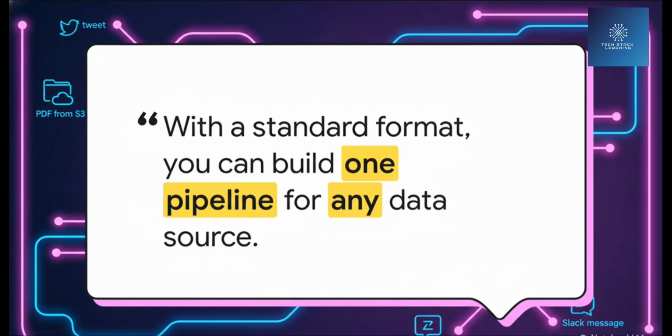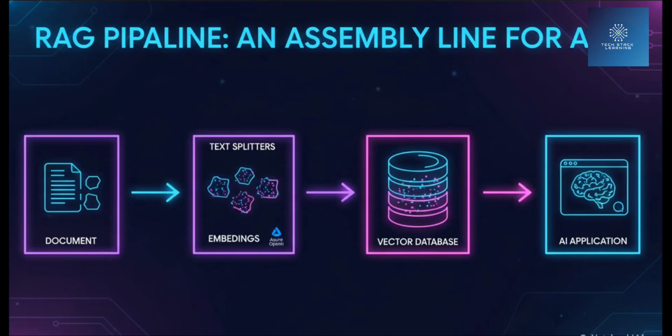It's a game changer. And once your data is in this clean document format, the entire world of Retrieval-Augmented Generation just opens up to you. You can now pass these objects to text splitters to chop them into smaller pieces, send them to an embedding model to turn them into numerical vectors, and then store those vectors in a database to power your final AI app. The loader is that essential first step on the assembly line.